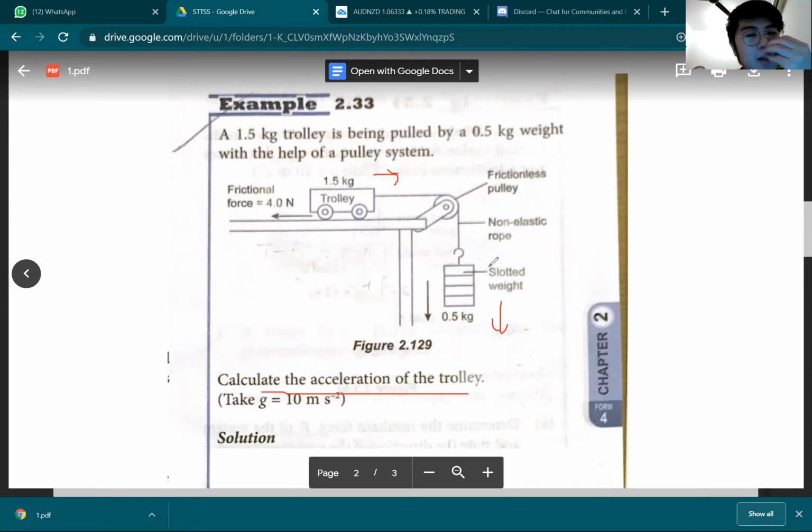Now let's solve it one by one. Don't look at the trolley first. We look at the slotted weight. I draw a box here. Focus on the red box. Now, label all the forces acting on this object.